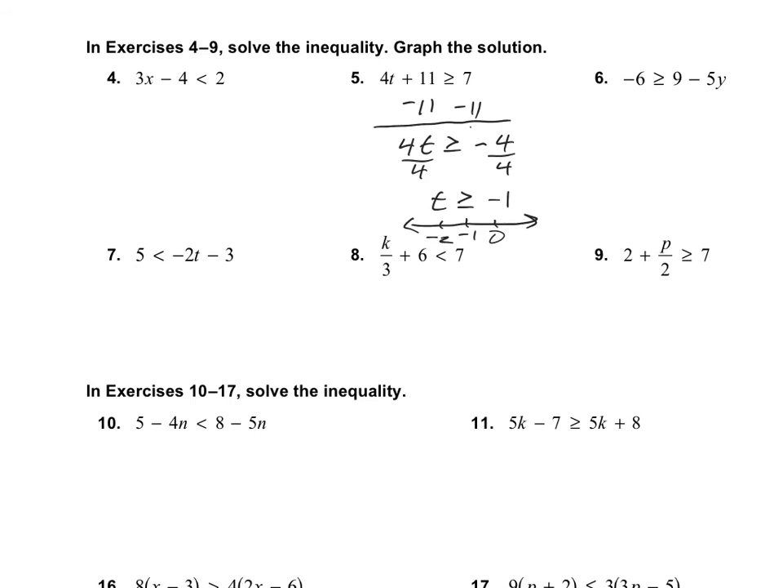In this case, it's going to be greater than or equal to -1. That means we're going to have a filled-in dot going to the right.